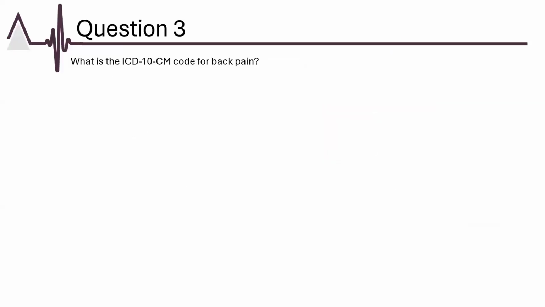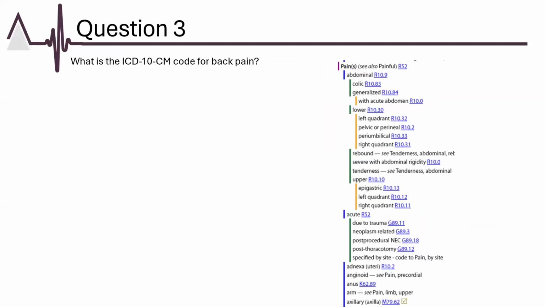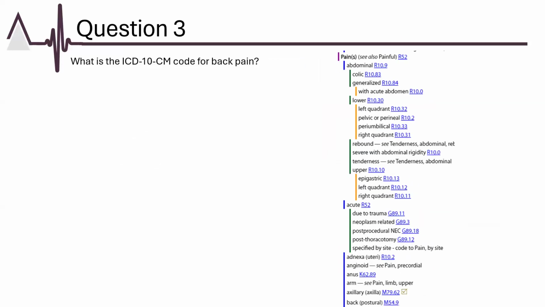Question 3. What is the ICD-10-CM code for back pain? One key thing to notice in this scenario is that no location is given for the back pain. This is unspecified back pain. In the ICD-10-CM alphabetic index, look for pain. Then we would further search for back. You are referred to M54.9. In the tabular list, locate and verify M54.9 is the correct code for back pain.